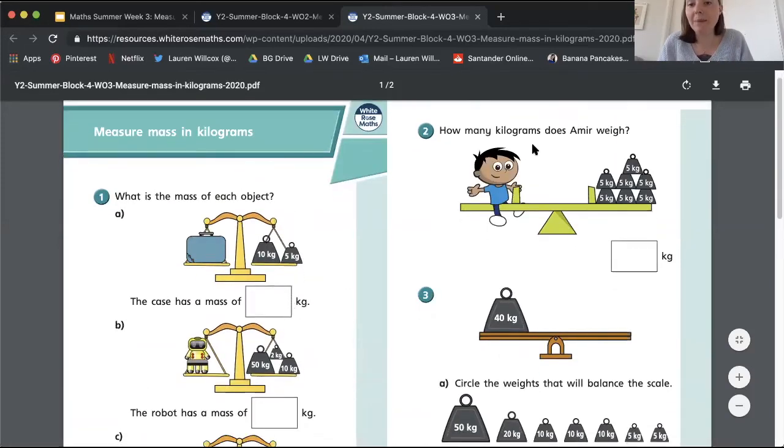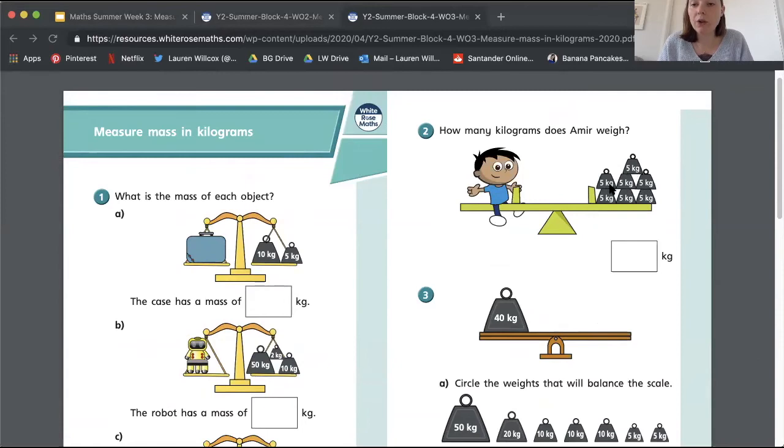Question 2, how many kilograms does Amir weigh? So you can look here and you can see how many 5 kilogram weights are needed to balance out the weight of Amir.